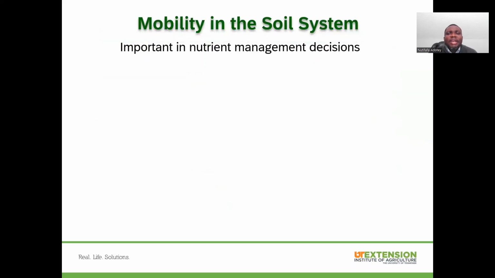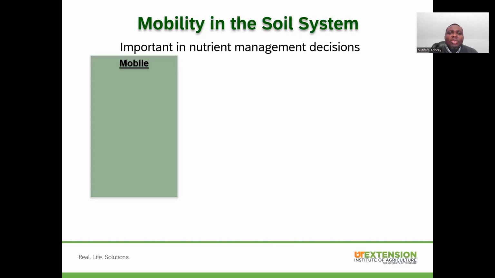The second classification would be mobility within the soil system, and this is very important when it comes to nutrient management decisions. Generally, nutrients that are mobile in the soil can have some environmental risk. There's possibility for groundwater contamination as well as surface water contamination. So in terms of mobility in soil, nutrients can be classified as mobile and immobile.